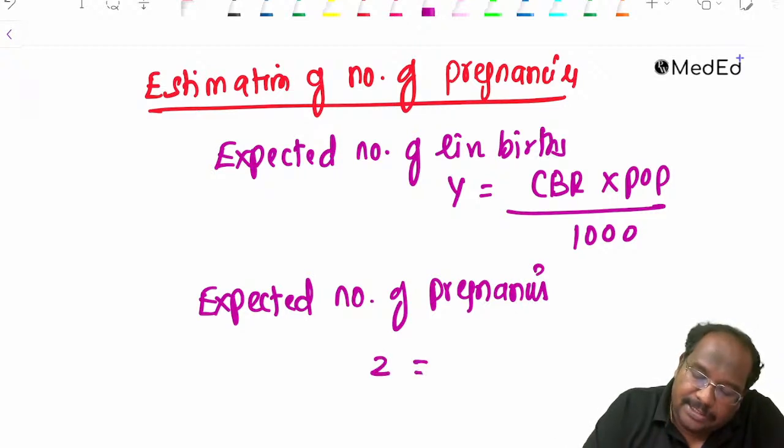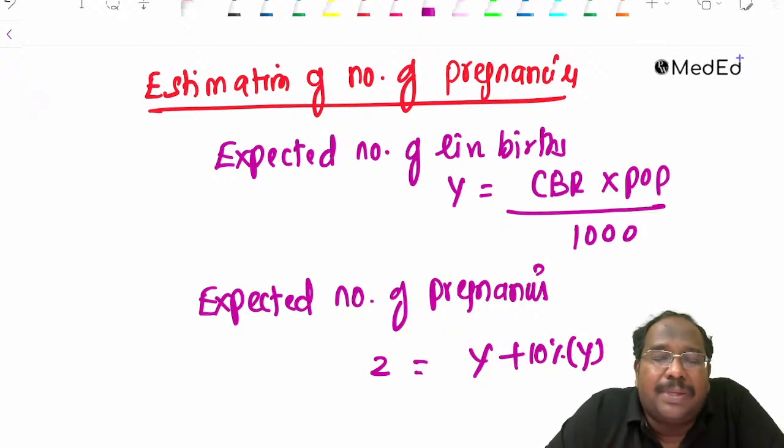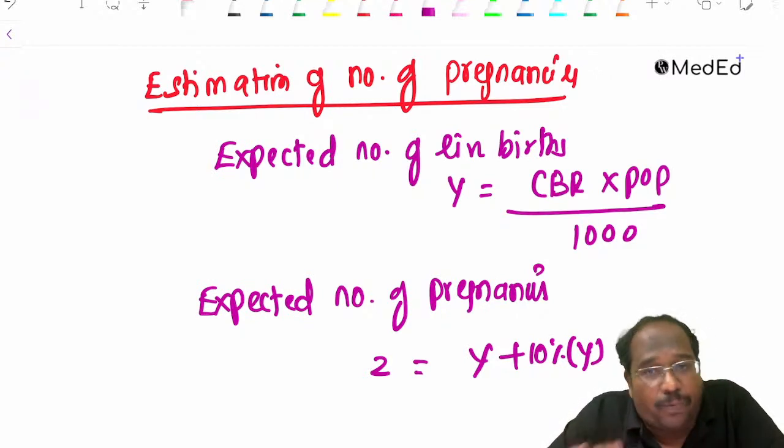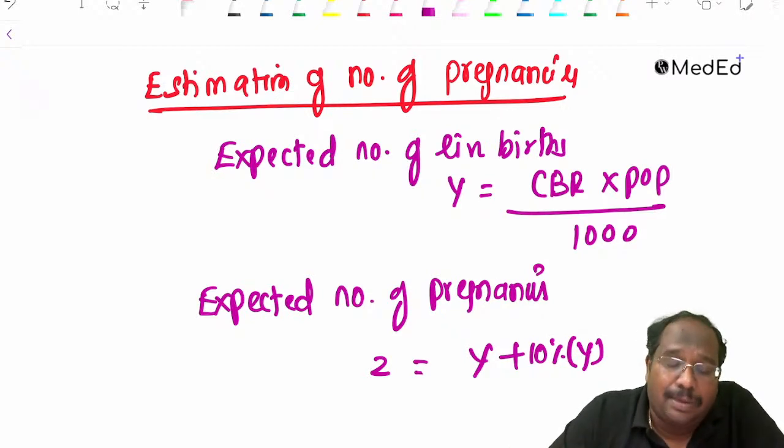Z is equal to Y plus 10% of Y you are going to add. What is this 10% of Y? What you are adding here is called pregnancy wastage. Abortion could have happened, stillbirths could have happened, so we call it pregnancy wastage. Z is equal to Y plus 10% of Y. These are 2 steps in estimation of number of pregnancies. First you calculate Y, the expected number of live births, then you add 10% to it.